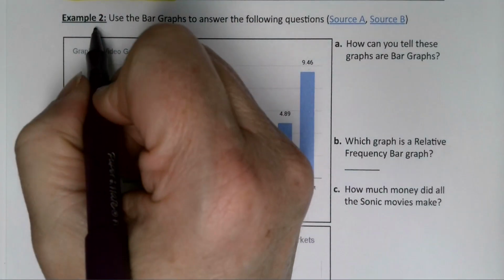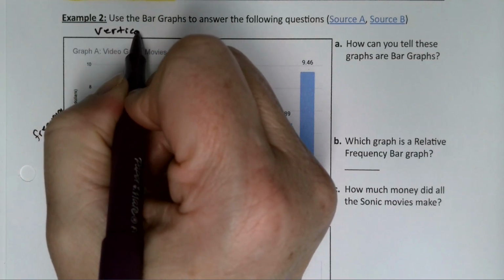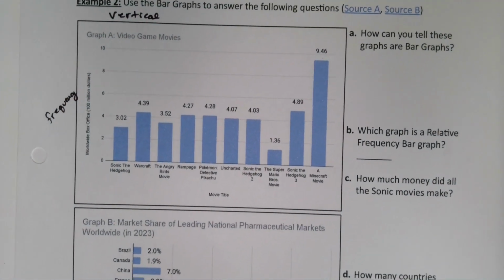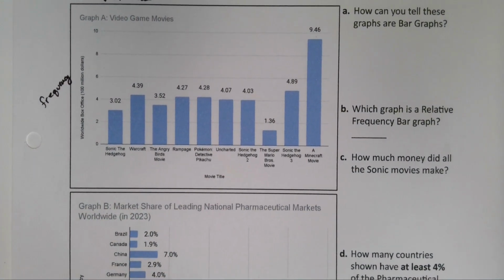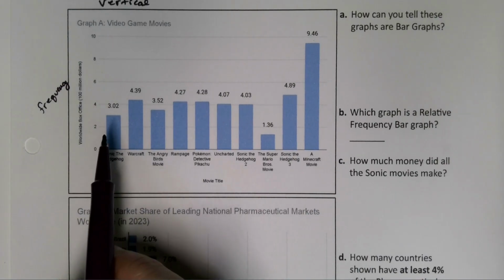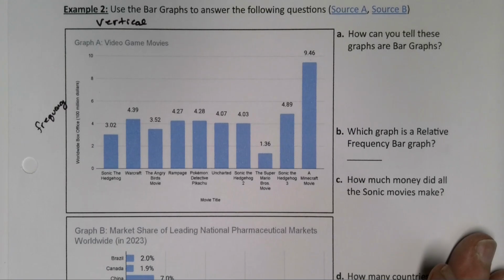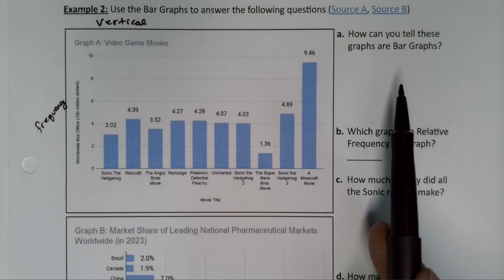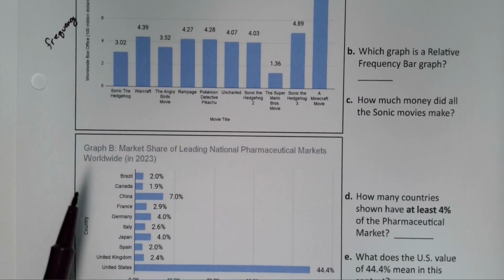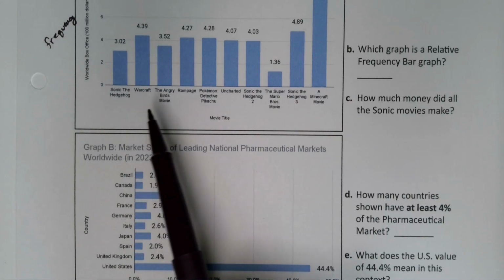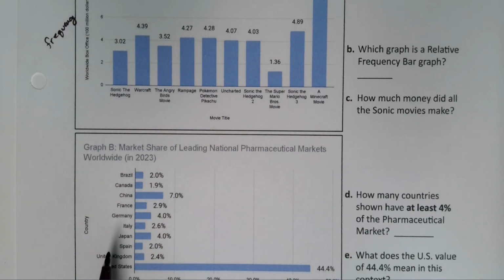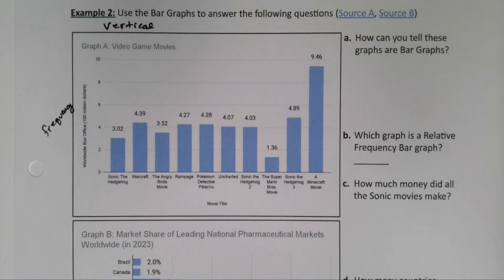This is a vertical bar graph, right? As opposed to graph B, which is actually horizontal. It's a horizontal bar graph. These are frequencies. And then let's look at some of the questions, right? How can you tell these graphs are bar graphs? Well, if I look at them, they have words on their axes, right? Their variables and categories are words.